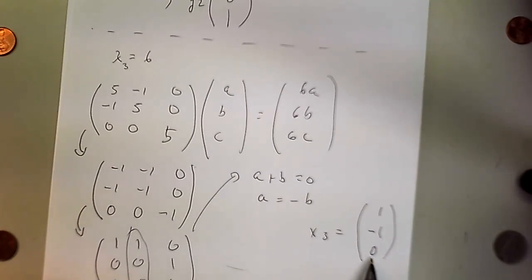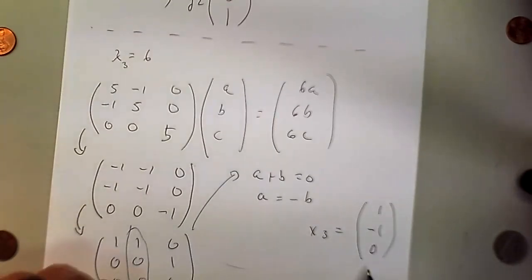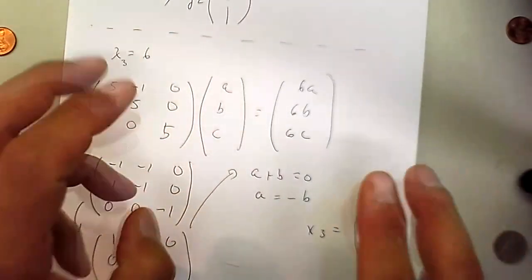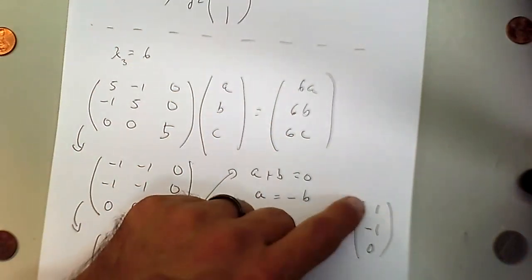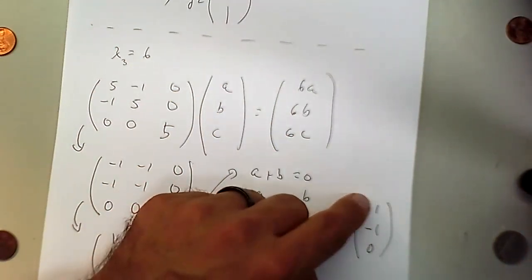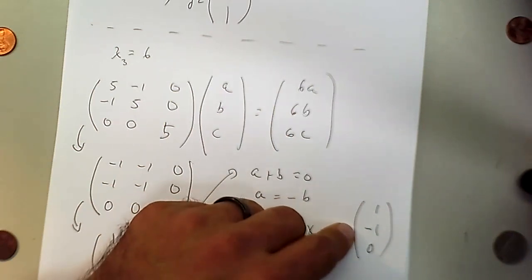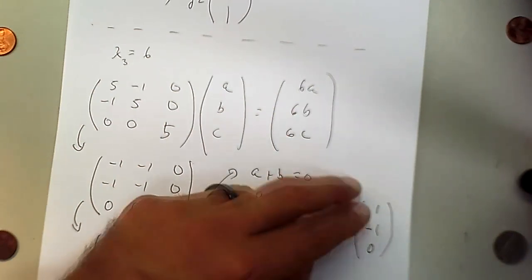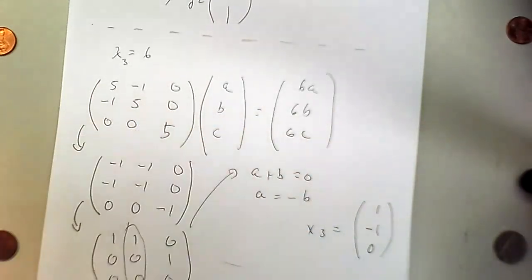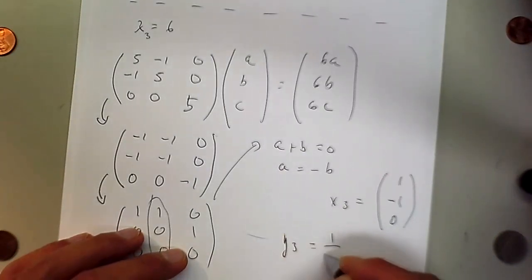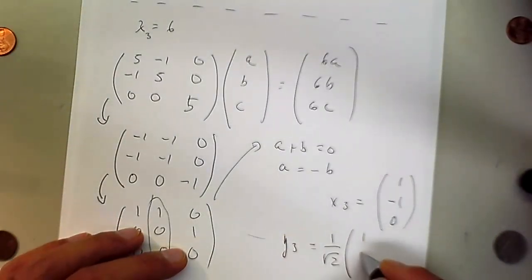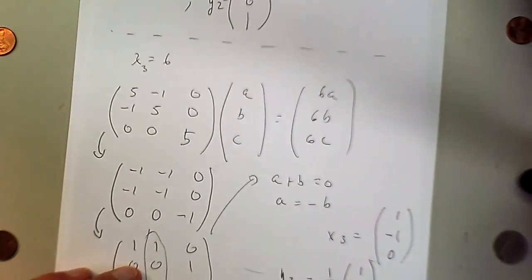That is not normal. This vector doesn't have a length of 1. I'm calling normal a vector that has a length of 1. This is longer. Its length is the square root of 2 because 1 squared, -1 quantity squared, added together gives us 2. Take the square root of that, we get the square root of 2. So we really want y3 to be 1 over the square root of 2, 1, -1, 0.